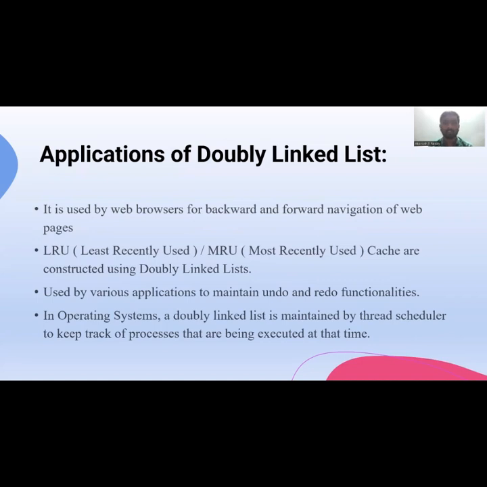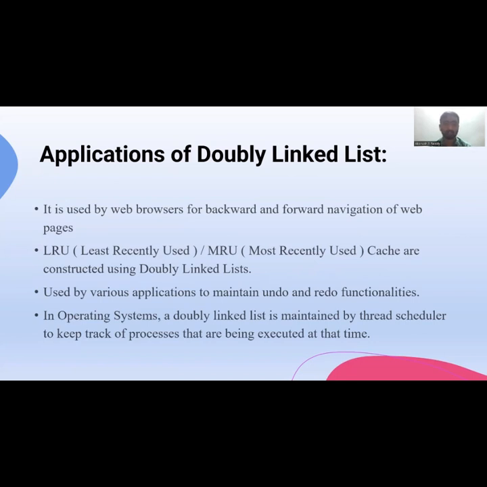Applications of a doubly linked list. It is used by web browsers for backward and forward navigation of web pages. As you can see in web pages, you can easily move forward or backward. Those are built using a double linked list. It is very useful because if you want to go back to the previous page you were referring to, you can easily go back, or you can move forward if you don't need the previous web page.